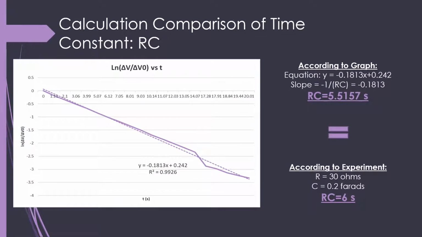I graphed this natural log value versus time to get an approximate equation of y equals negative 0.1813x plus 0.242. This allowed me to solve for RC, which I got to be approximately 5.5157 seconds, which rounds up to my initially expected value of 6 seconds based on the 30 ohm resistance and 0.2 farad capacitance.